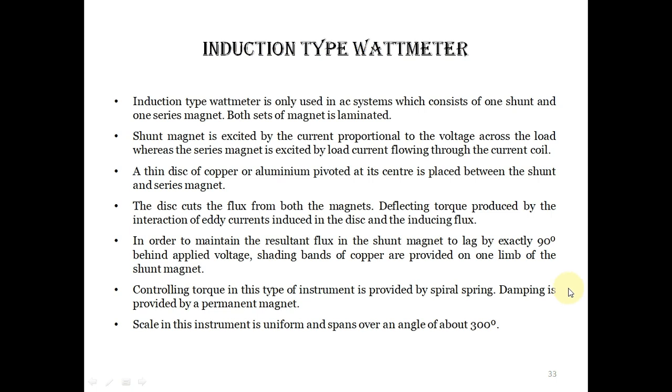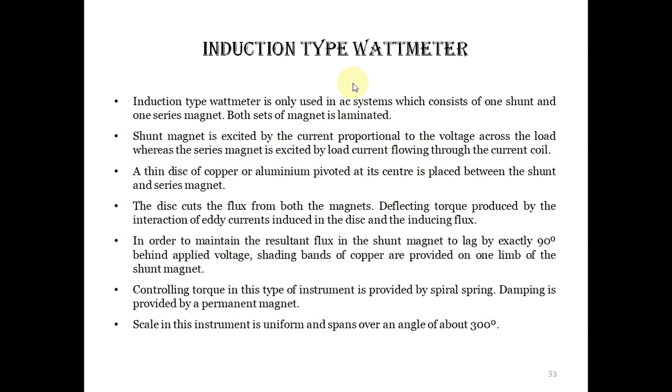Next, our discussion will be with induction type wattmeter. So obviously, as the name implies, it is used only for AC power measurement. In case of DC, induction instruments don't work, you know that. And what is the catch here? Here two separate magnets will be there. You have gone through the construction of energy meter. Similar type of construction is there.